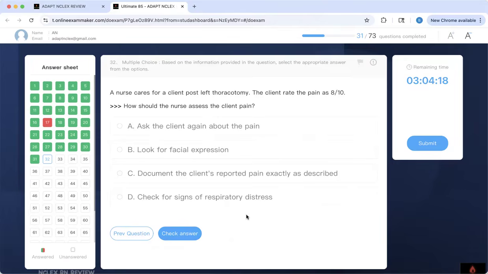Best care and comfort and some fundamentals. The client reports pain 8 out of 10. How should the nurse assess the client's pain? He said, I have pain, 8 out of 10. How are you going to assess me?